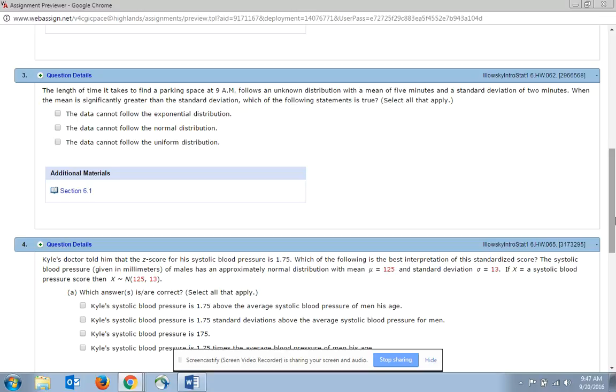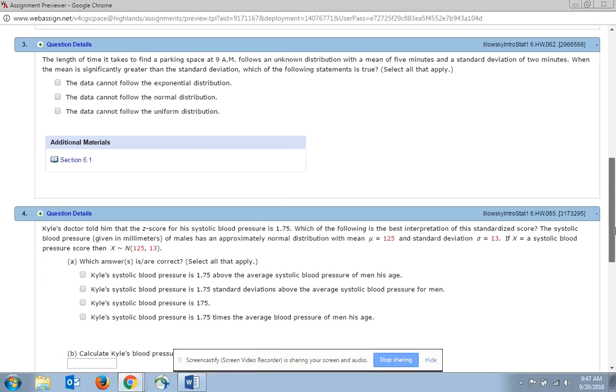So number 3, this one's a tough one because we really didn't talk a lot about uniform distribution or even exponential. This one is exponential. Why? Because the mean of 5 minutes and the standard deviation of 2. And in a normal distribution, the mean wouldn't be significantly greater than the standard deviation. It wouldn't be the same in uniform. It would be an exponential, because in exponential, the rate increases substantially as we go along through time.